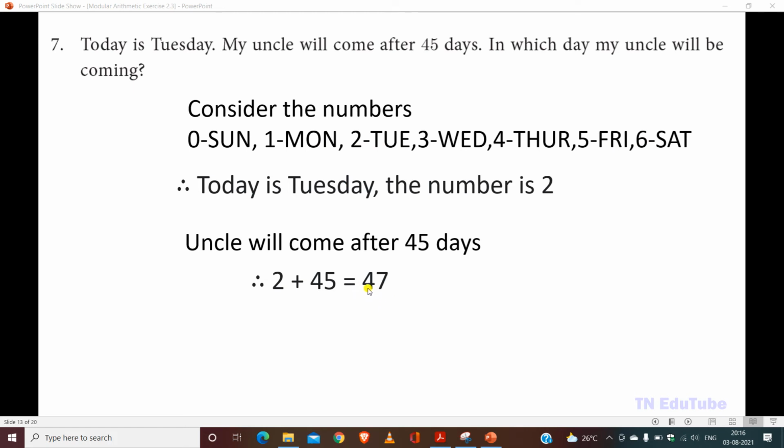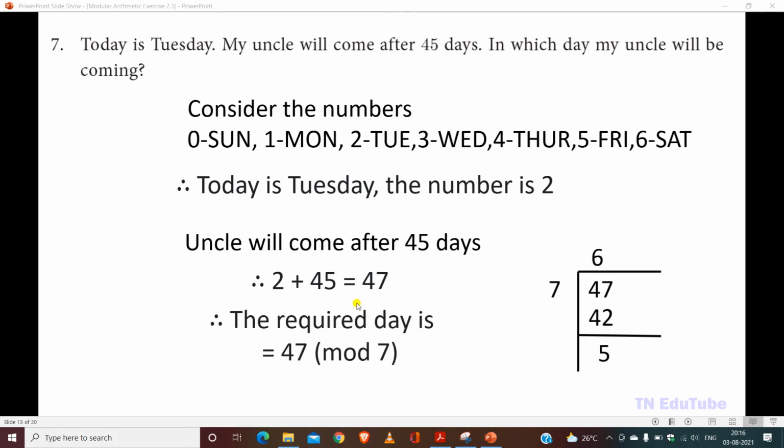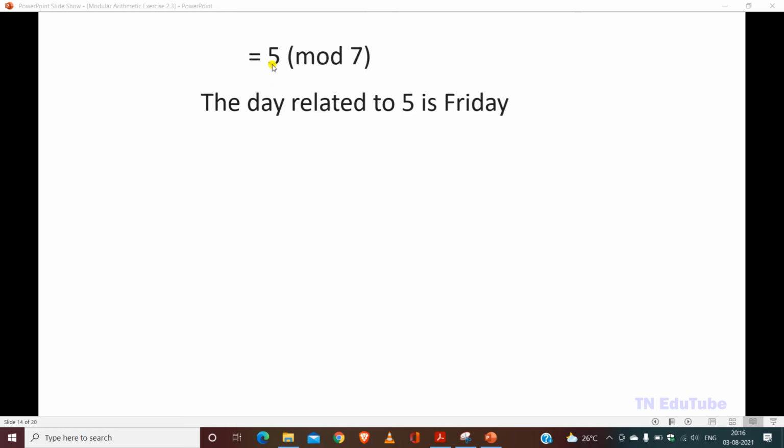We have to find out which day it is. So you have to take modulus of 7. 47 modulus of 7 means you have to divide 47 by 7. The remainder you get is 5. So you should write it as 5 mod 7. What does the number 5 show? The day 5 shows Friday. The day related to 5 is Friday. So 45 days after Tuesday is Friday.